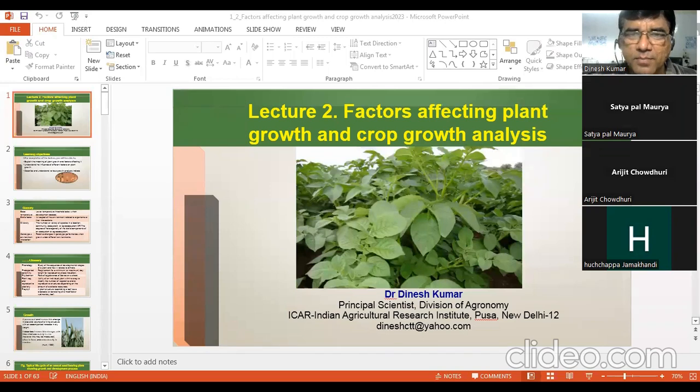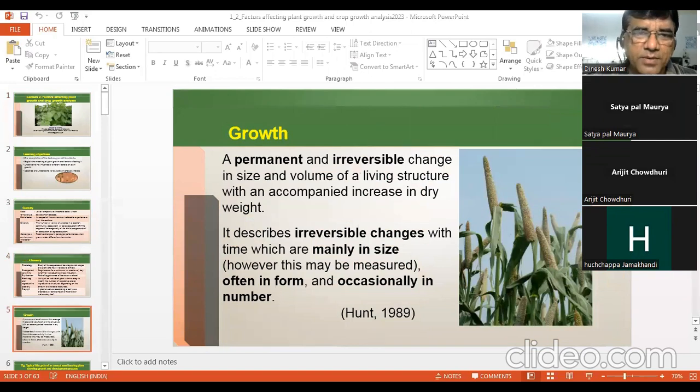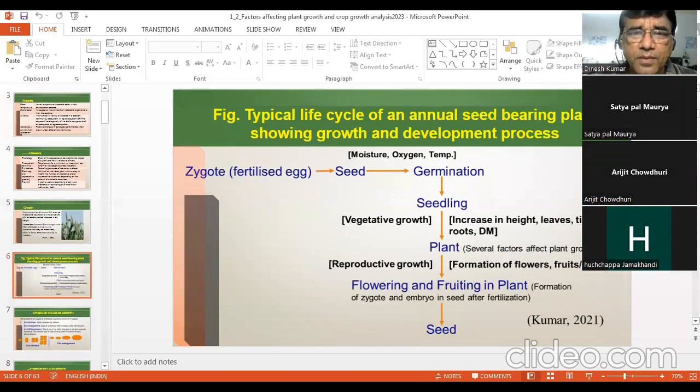So we started with some glossary, some difficult words were discussed, and then we have seen the meaning of growth: it is an irreversible change in size and volume of a living structure with an accompanied increase in dry weight. And you have seen different phases of phenology of growth. You can start with the seed. From seed, it converts to seedling, and then to a plant, that is the vegetative phase, and then the reproductive phase, and finally maturity.